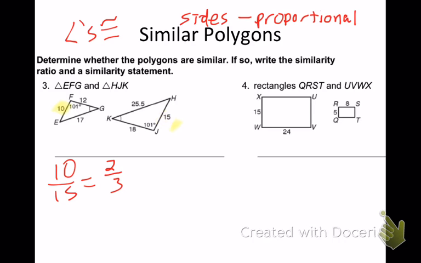Okay, so let's look at the next one here. Pay attention. What about 12? What's 12 going to be similar to? So I have 12 over 18. What's 12 over 18 simplified to?